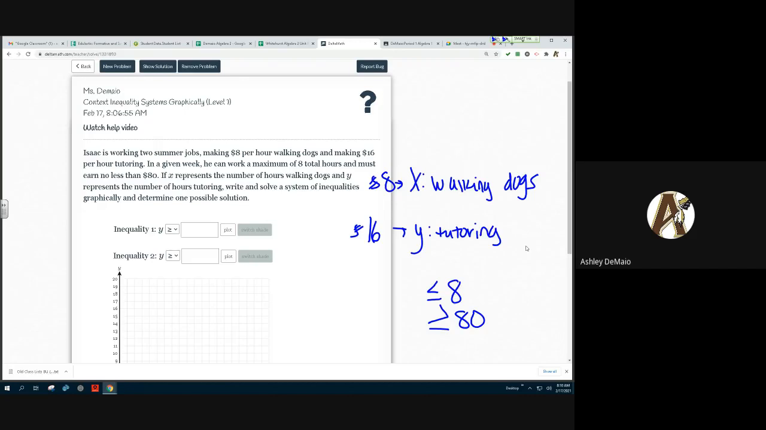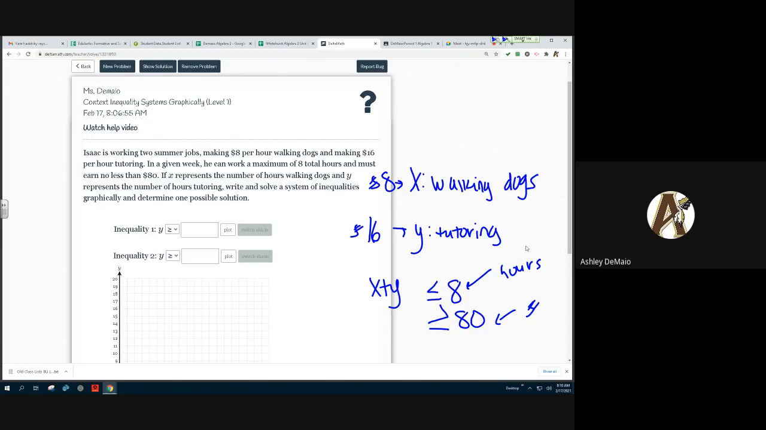Okay, so this is determining the hours he's working. This is determining how much money he makes. So if we're looking at hours he's working, we have that he's going to work hours walking dogs and hours tutoring. So X plus Y is less than or equal to 8. That determines the number of hours he's going to work. And then we need to know 2 things in order to determine how much money he's going to make. How much he makes for each job, which we have, and how many hours he's going to work in order to make the amount of money he needs to make, which is what we're trying to find.